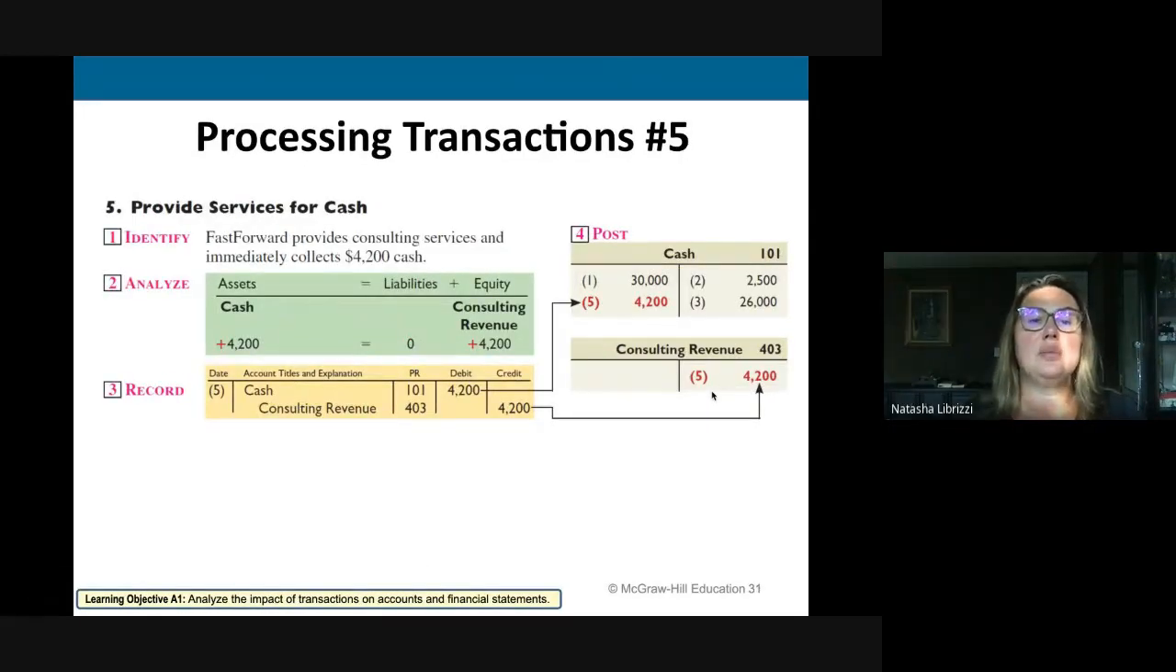Transaction 5, we're going to provide service for cash. So 4,200, my equity, my consulting revenue goes up with a credit, and expenses actually go up with a debit.